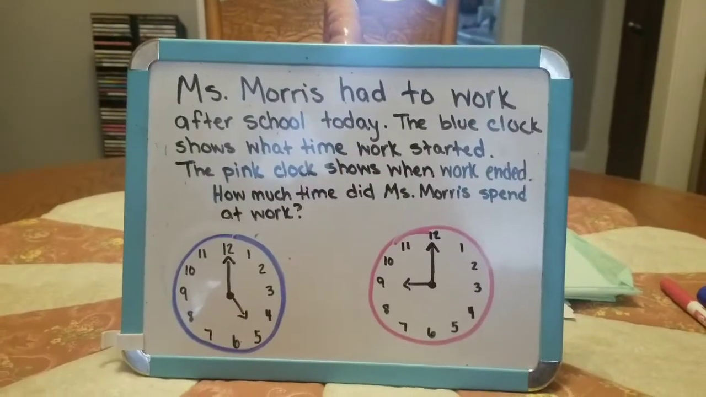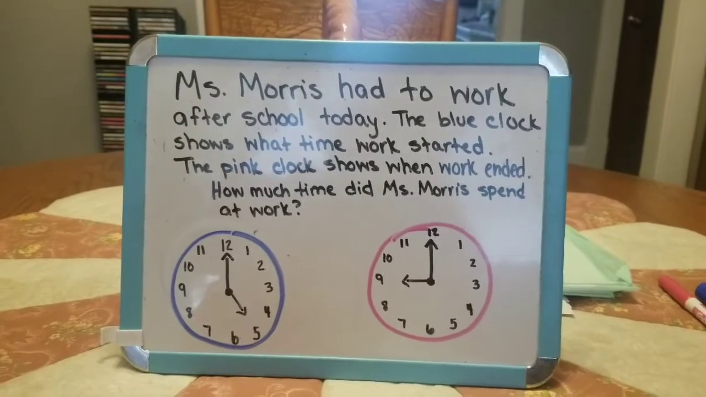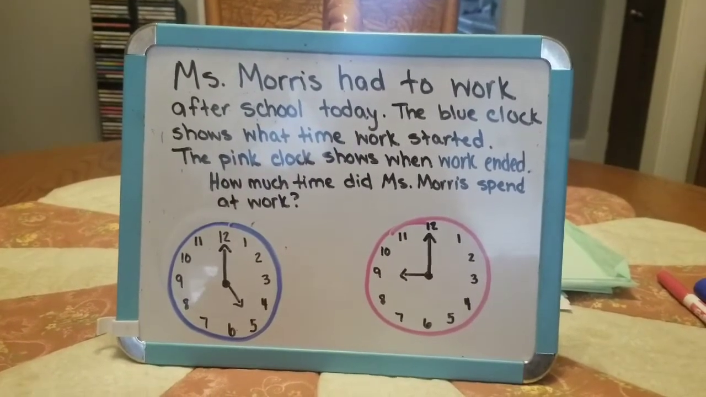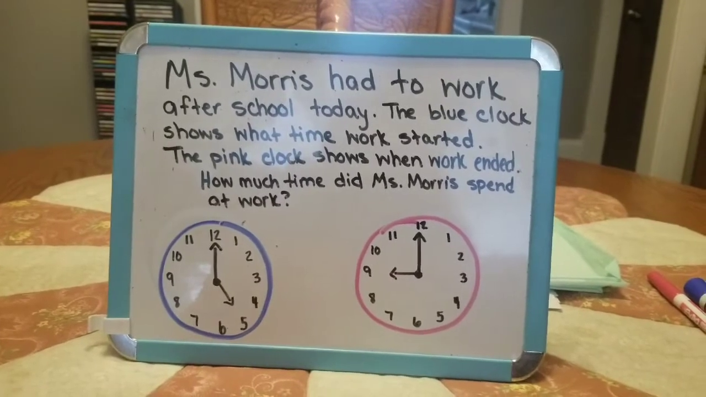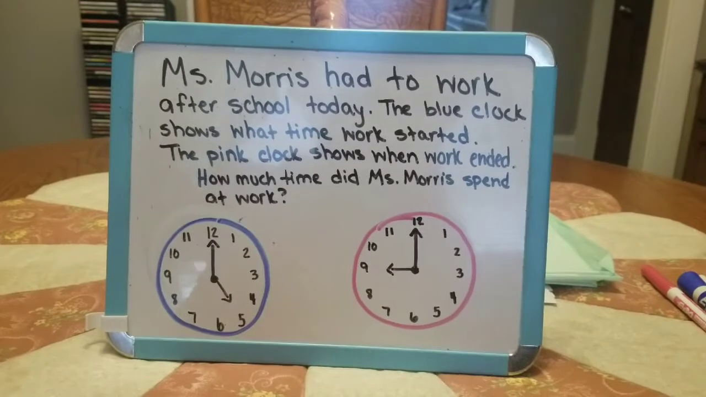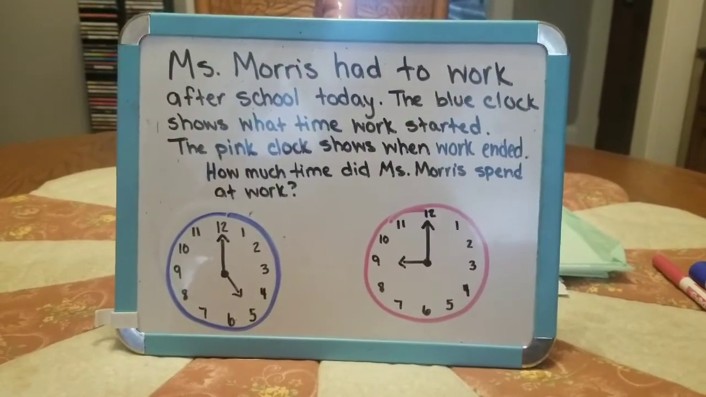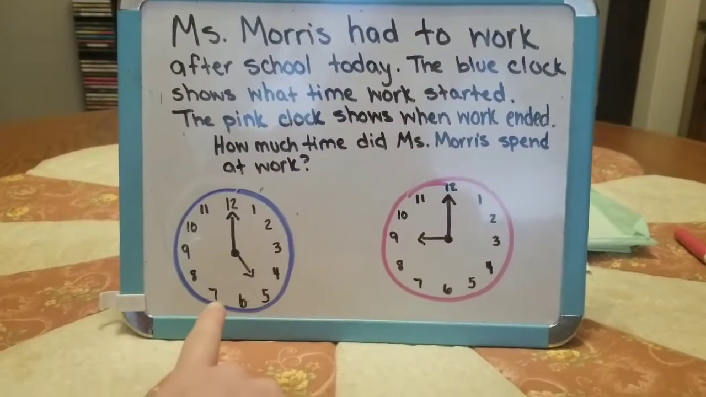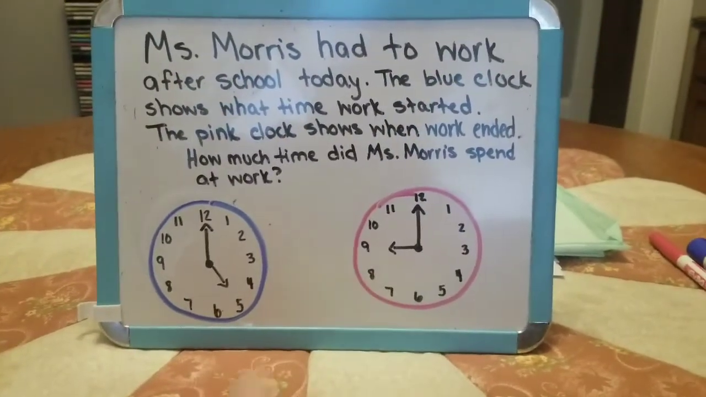Now, here's the next one. Miss Morris had to work after school today. The blue clock shows what time work started. The pink clock shows when work ended. How much time did Miss Morris spend at work? So like I said before, elapsed time is simply the time that has passed from the start of the event to the end of the event.